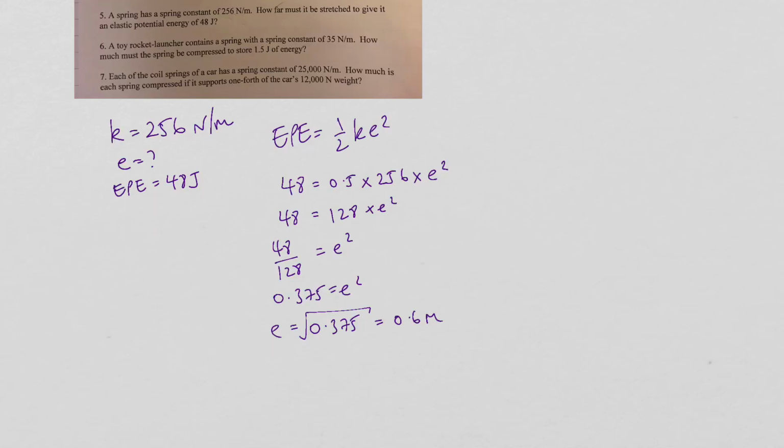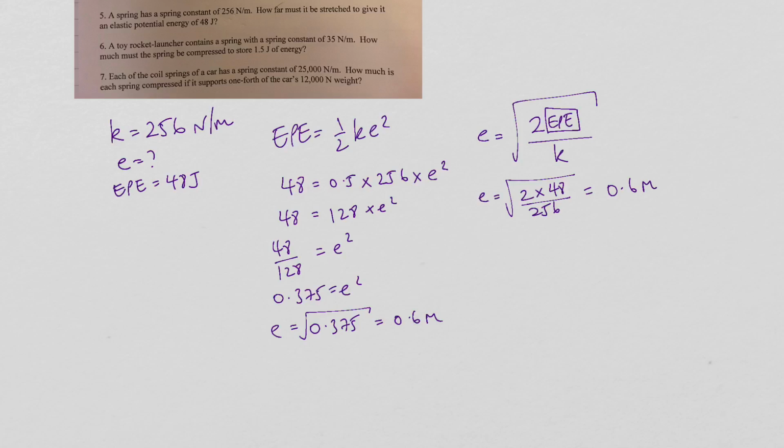The other method is to put the numbers into the equation after you've rearranged it. So 2 EPE, remembering that's one thing, divided by k, square rooted, equals e. So that's 2 times 48 divided by 256. Press equals and then do the square root at the end. And by all means check it for yourself, but you get the same answer. So it doesn't matter which method you prefer, it's up to you.